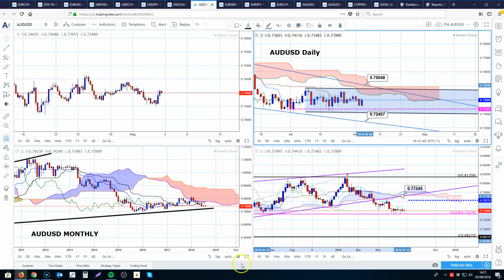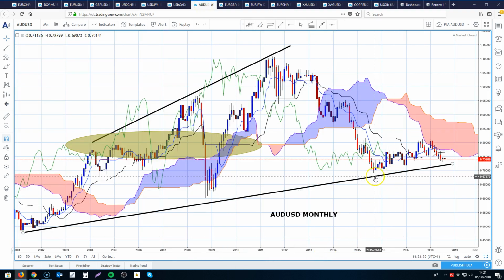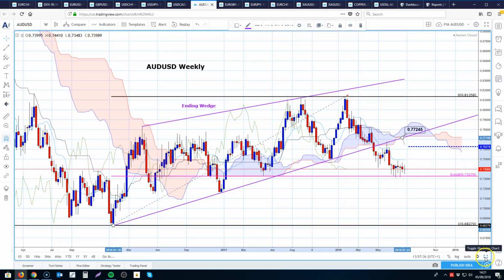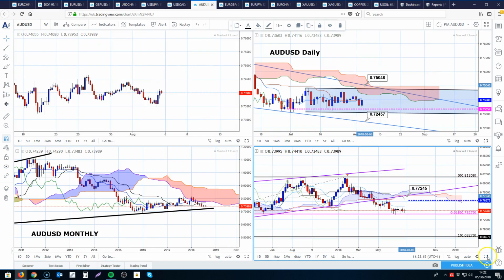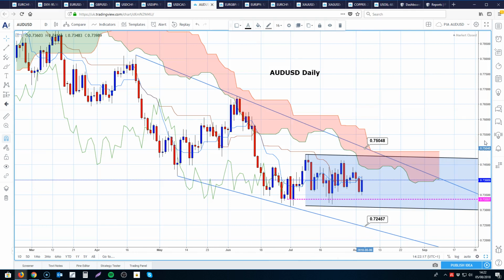Aussie dollar, the monthly chart highlights a prolonged period of consolidation inside a wedge formation. The weekly chart highlights consolidation really at the 61.8% pullback level at 73.27. To the upside, we've got bespoke resistance at 76.28, and then this trend line resistance around about 77.25. The immediate bias, I'd have to say, to the upside.